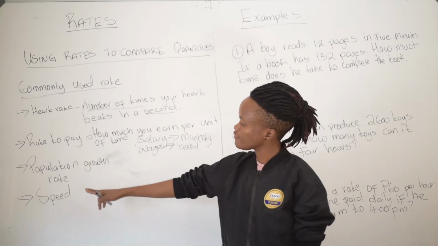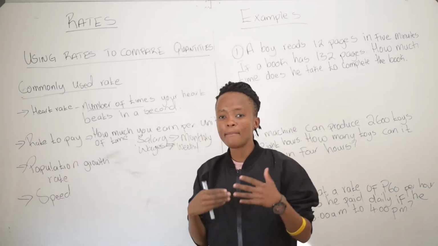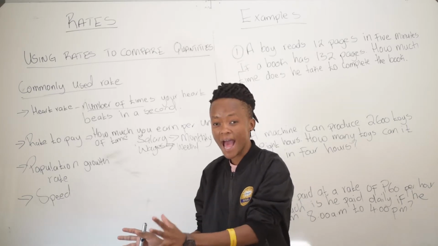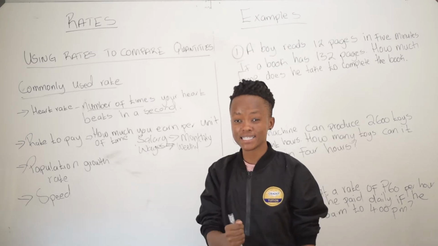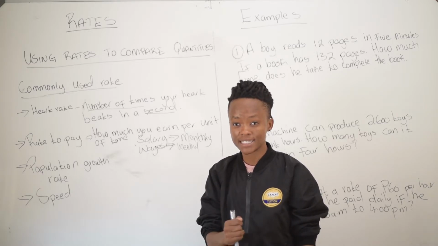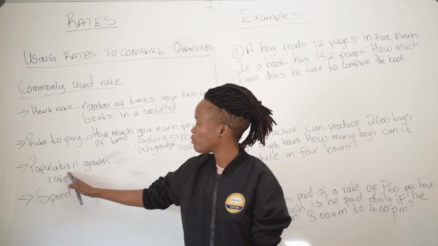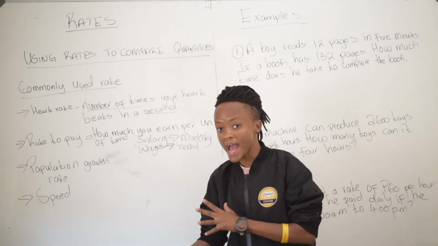And then we also have population growth rate. We are measuring the increase in relation to time. In Botswana, we carry out what you call a population census, where people are being counted after every 10 years. So when you talk about population growth rate, we are comparing the increase with time.